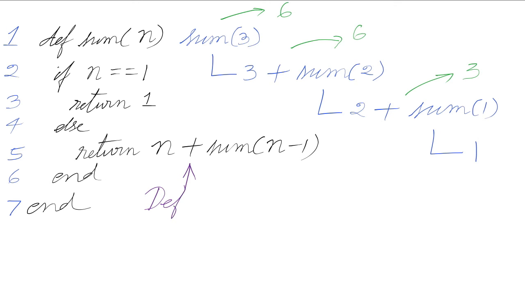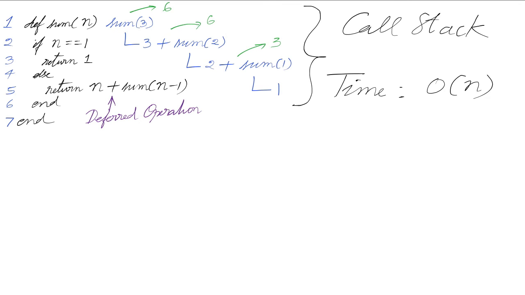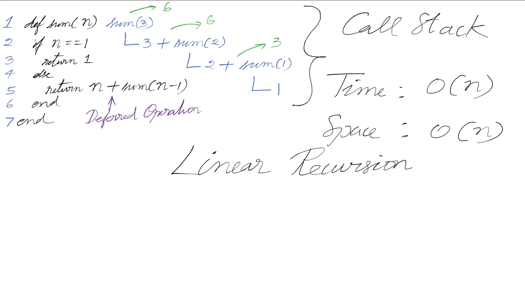So the addition operation is deferred until we know the value for the recursive call. The recursive calls take up space in the stack. This is called the call stack, and it takes up memory. Time complexity is O of n. The growth is linear with respect to n. Space complexity is n, since the stack grows with n. This is called linear recursion.